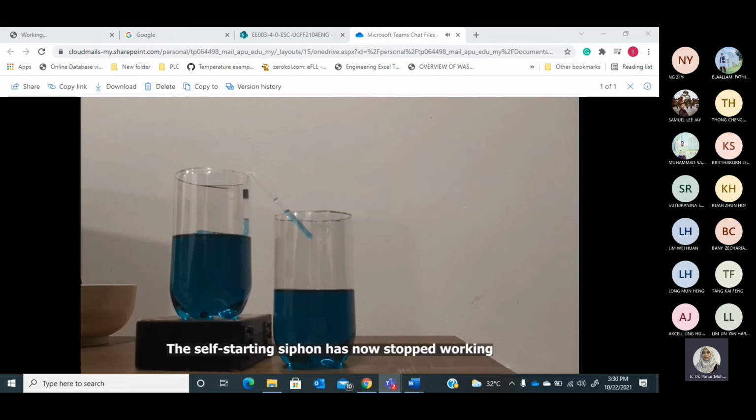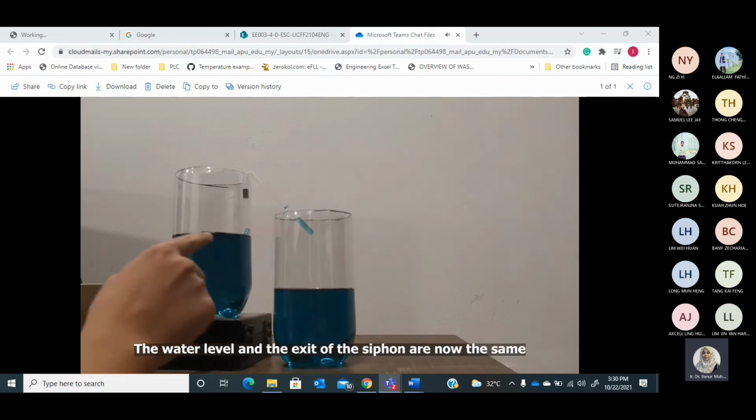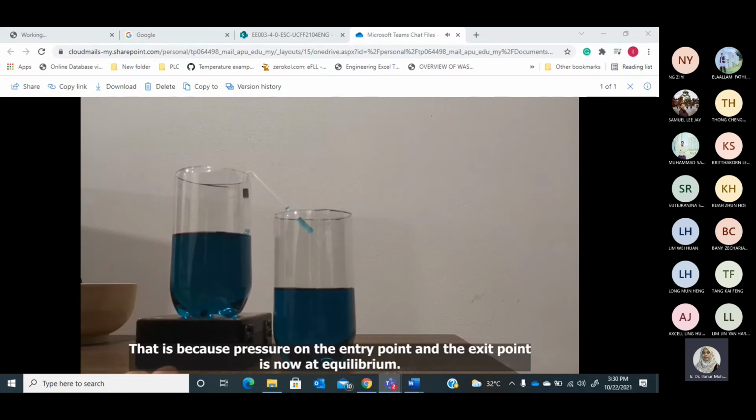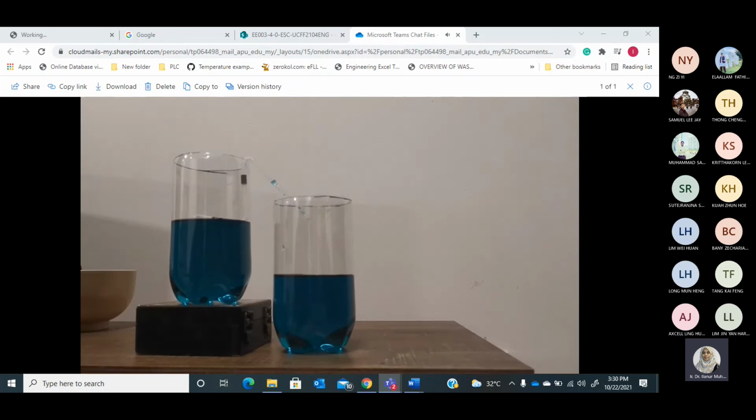The self-starting siphon has now stopped working. It's because the forces are at equilibrium, and the water level at the exit of the siphon and the container is the same. That is because the pressure at the first entry point and the second entry point is at equilibrium. That's why no more water is coming out from the first container. That is all from me. Thank you.